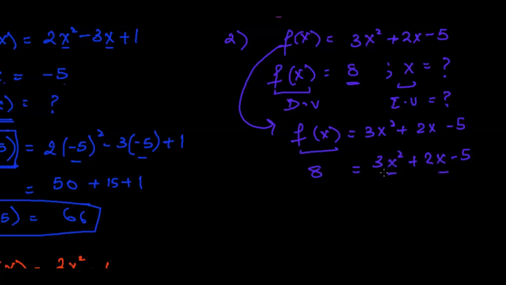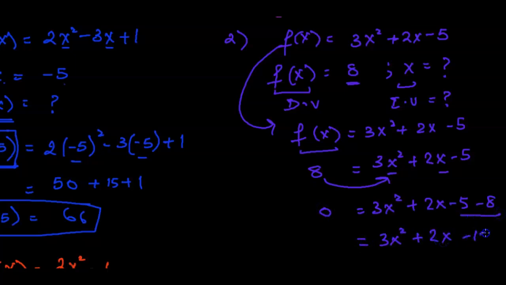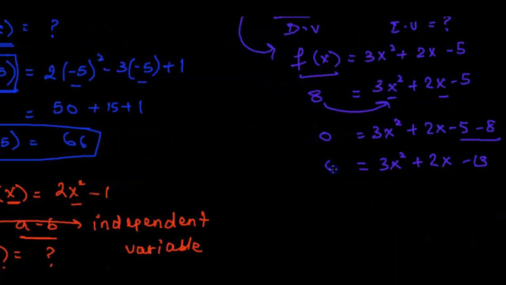So whenever we are left with a quadratic equation equal to a number, how we solve this is, we move this number to the other side so that this side becomes 0. And this is what we are going to see. So we would have 3x squared plus 2x minus 5 minus 8 is minus 13. And this equation is equal to 0. Now when the quadratic equation becomes equal to 0 and we have to solve for x, we can use either factoring or the quadratic formula. So we would be using the quadratic formula here.